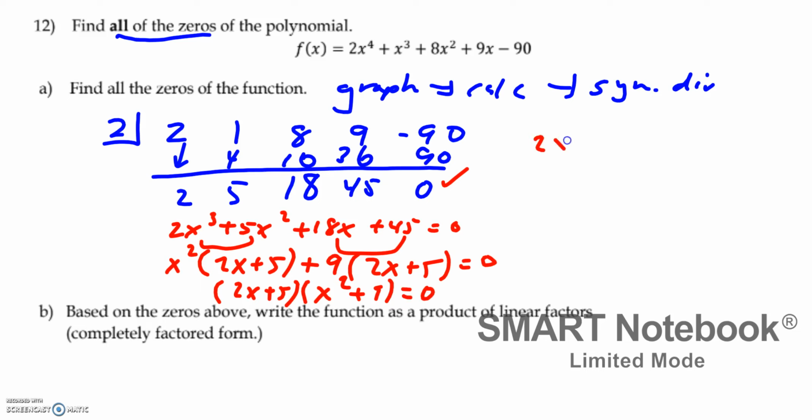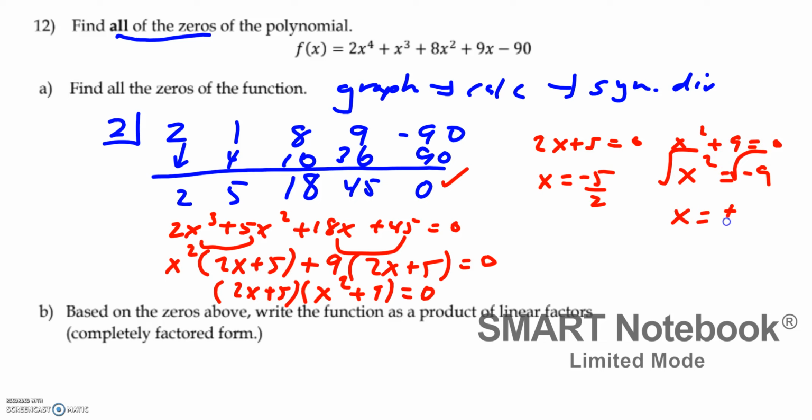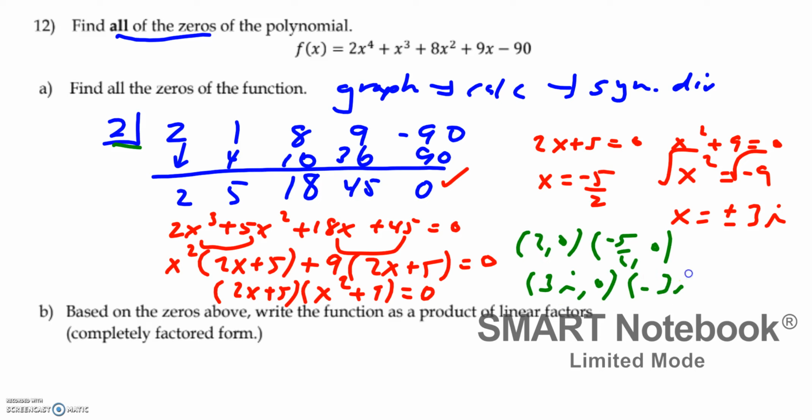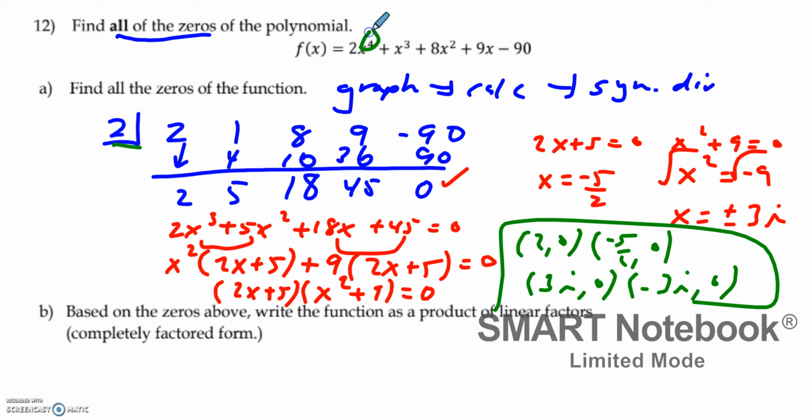And if I set both of these equal to 0, this root would be negative 5/2. And if I set x squared plus 9 equal to 0, I would get x squared equals negative 9. And if I take the square root, my answers are imaginary, plus or minus 3i. So if I wrote my answers as coordinates, we would have 2, 0 from here, we would have negative 5/2, 0, we would have 3i, 0, and then negative 3i, 0 as my 4 roots. I know there should be 4 because the highest degree is 4.